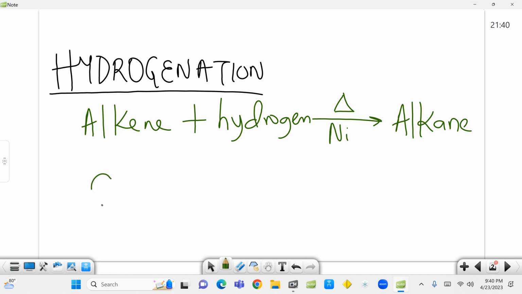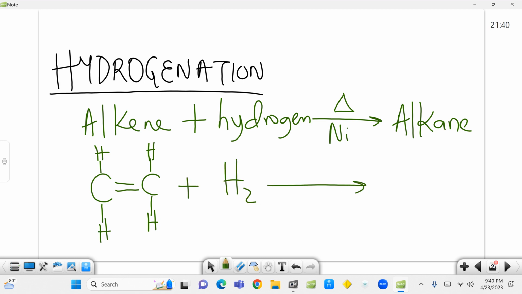Okay, we can give a structure for this. This is the simplest alkene, which is ethene, and that's the structure for ethene right here. Okay, if we add hydrogen to this, using these reaction conditions, about 180 degrees Celsius, and nickel or platinum catalyst, we should produce an alkane.